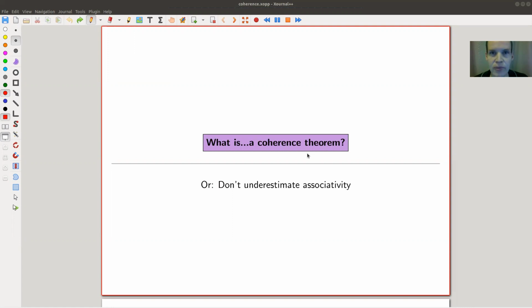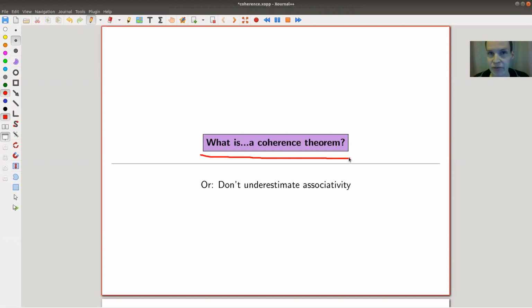Okay, welcome everyone to my continuation of what are my favorite theorems, my very biased collection as usual. Today it's actually not one theorem, but more of an idea type of theorem, if you want. So what is a coherent theorem? That's the topic for today.